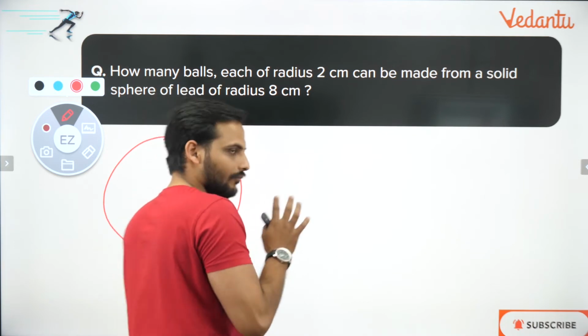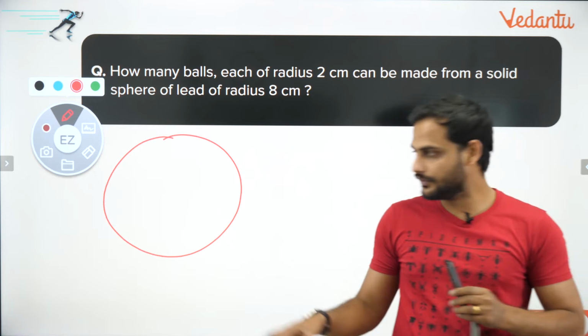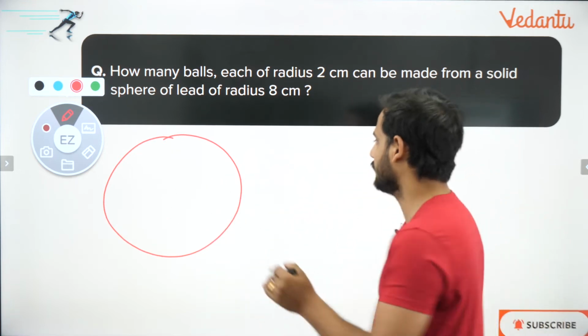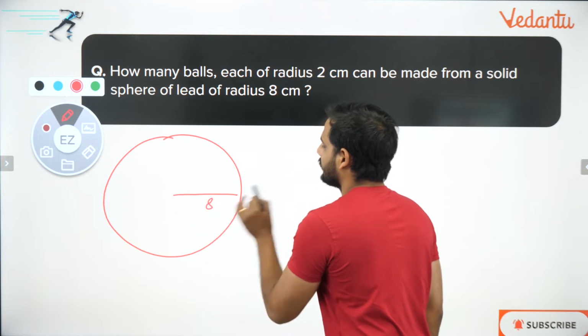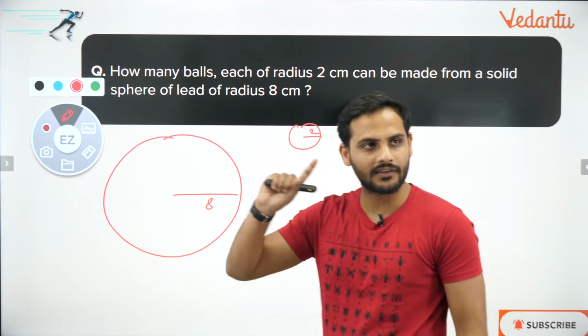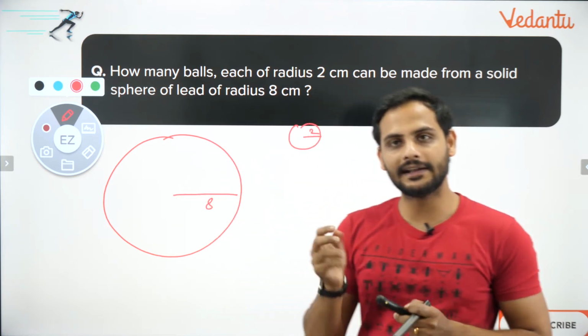Now you have melted that material, suppose, and now using the same material you are forming the balls of radius 2 cm. Earlier the radius was 8 cm, now the radius is 2 cm. But you are not using any extra material, only the material which was there in this ball, only that material you are melting and making it.